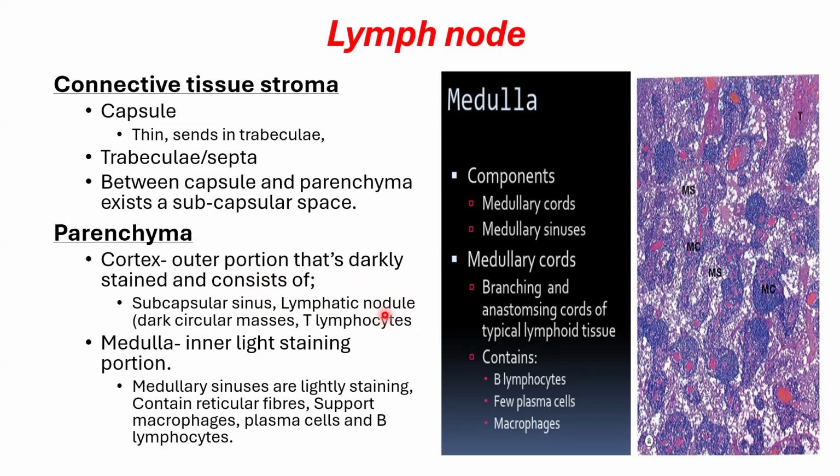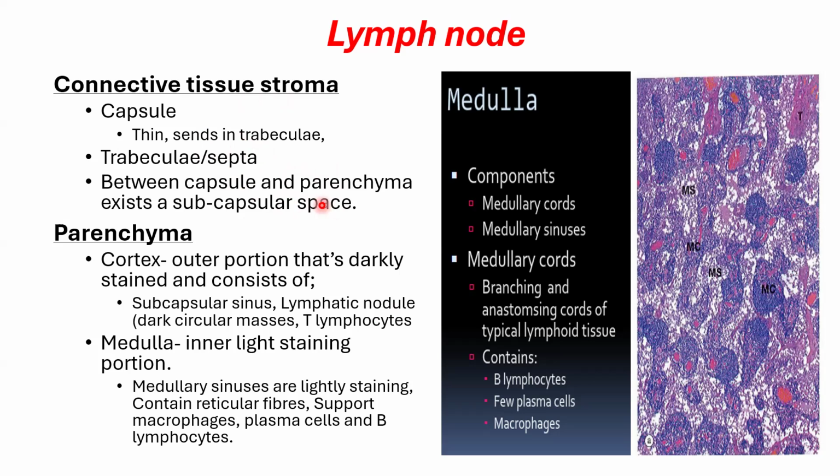But before then, let's talk about the stromal part of the lymph node. Remember, first of all, the lymph nodes are kidney shaped, bean shaped. So they'll have a hilum, a concave part, and a convex part. This connective tissue stroma has a thin capsule sending in trabeculae. These trabeculae will divide the parenchyma into various lobes. Between the capsule and the parenchyma, just below the capsule, you have a subcapsular space. The parenchyma will be divided into various lobules and lobes by the trabeculae.